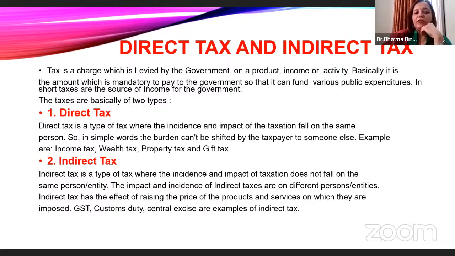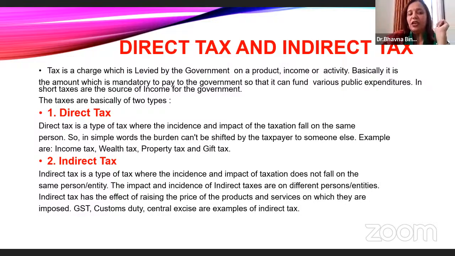First of all, we have to understand what a tax is. When I say a tax, it is something levied by the government. But when I say indirect taxation, it is levied by the government on any product, or nowadays on every product, on your income or any activity. Basically, it is the amount which is mandatory to be paid to the government so that the government can fund their various public expenditures. In short, there are two types of taxation.